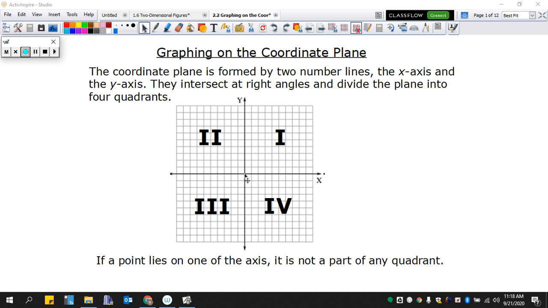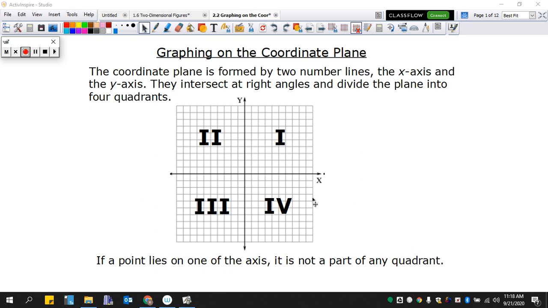Now, the interesting part about this is that the quadrants are numbered using Roman numerals for some reason, and it goes counterclockwise as opposed to the other way. So the top right quadrant is quadrant 1. This is quadrant 2, the one to the left of it, so top left is quadrant 2. Bottom left is quadrant 3, and bottom right is quadrant 4.